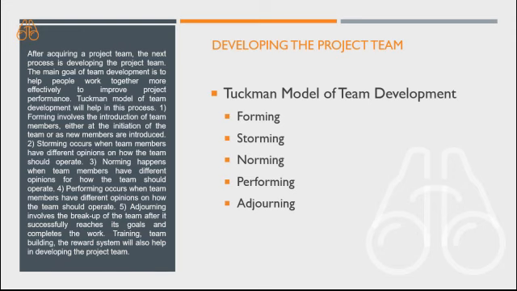are introduced. Number 2, storming occurs when team members have different opinions on how the team should operate. Number 3, norming happens when team members have different opinions for how the team should operate. Number 4, performing occurs when team members have different opinions on how the team should operate. Number 5, adjourning involves the breakup of the team after it successfully reaches its goals and completes the work.